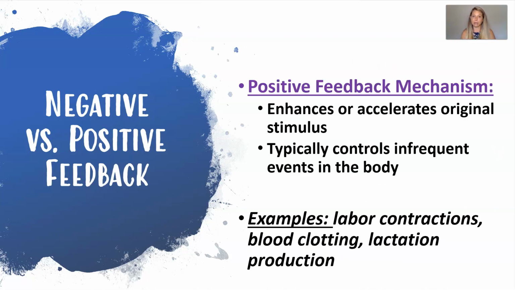A positive feedback mechanism, there really aren't very many of them in the body, but what they do is they enhance or accelerate the original stimulus, and these are typically controlling infrequent events in the body. So not things that are existing in your body at all times. So for example, labor contractions are a typical go-to example of a positive feedback loop.